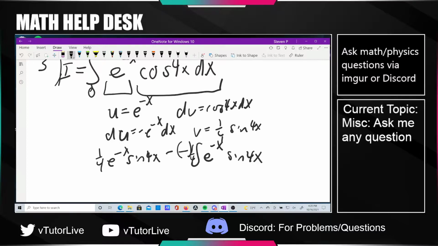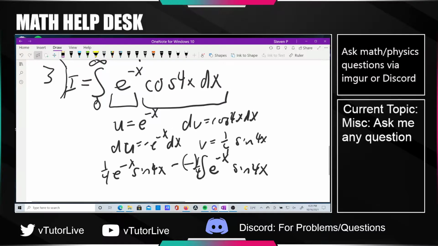Okay, let's pause for a moment. I guess we've made some progress, but oh gosh, this is kind of nasty, right? E to the minus x sine of 4x isn't really less complicated than e to the minus x cosine 4x, right? All we've done is swap out a cosine for a sine. It almost feels like we've made no progress. And normally I would agree with you. If this was another type of problem and we just switched out one thing for another, I'd be like, oh man, maybe we're going in circles. But for this particular problem, going in circles is quite the point.